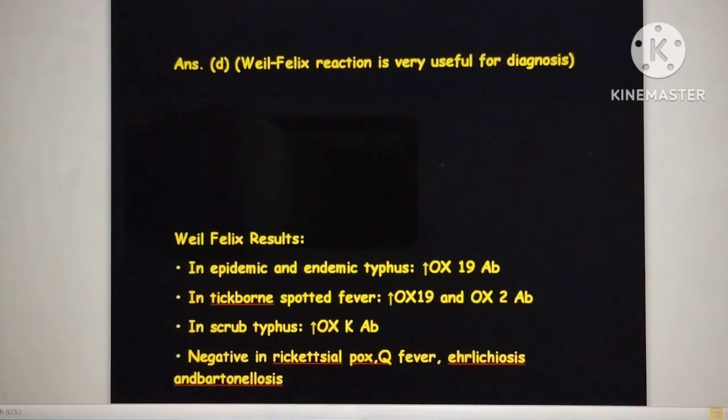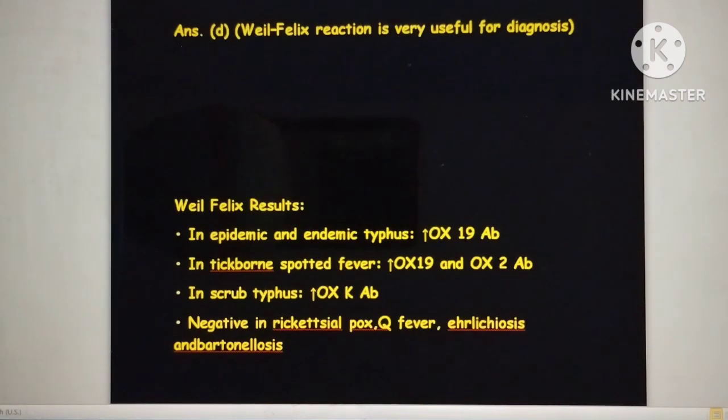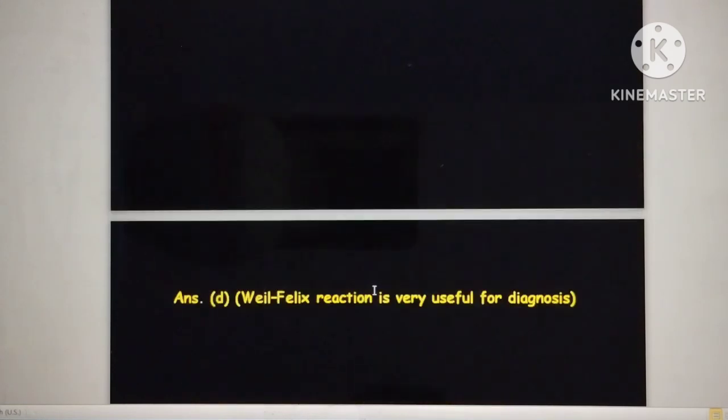Here are some points you want to remember. The Weil-Felix reaction is negative for rickettsial pox, Q fever, ehrlichiosis, and bartonellosis. Always remember, for epidemic and endemic typhus OX19 antibody is increased. In tick-borne spotted fever, OX19 and OX2 are increased, and in scrub typhus it is OXK.